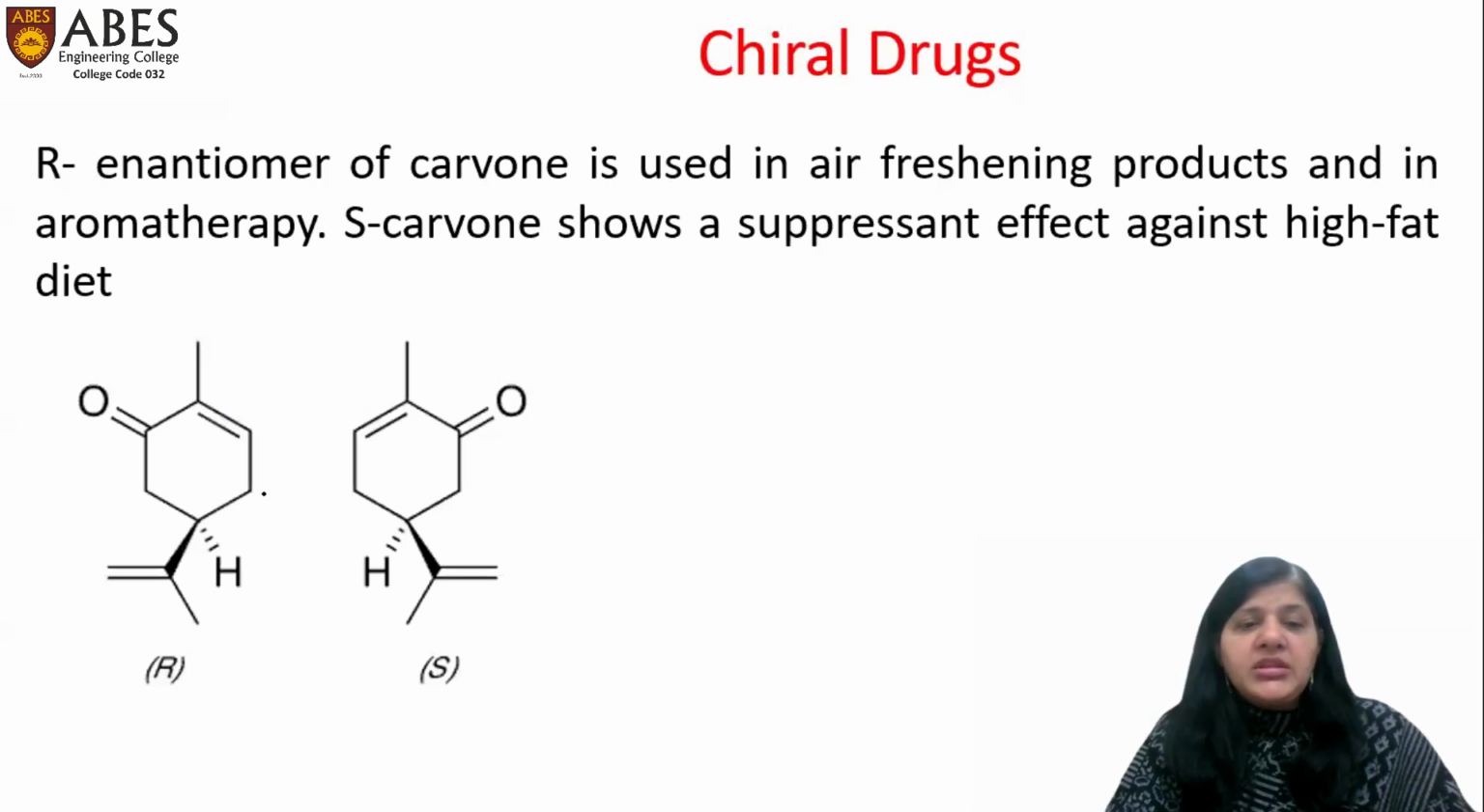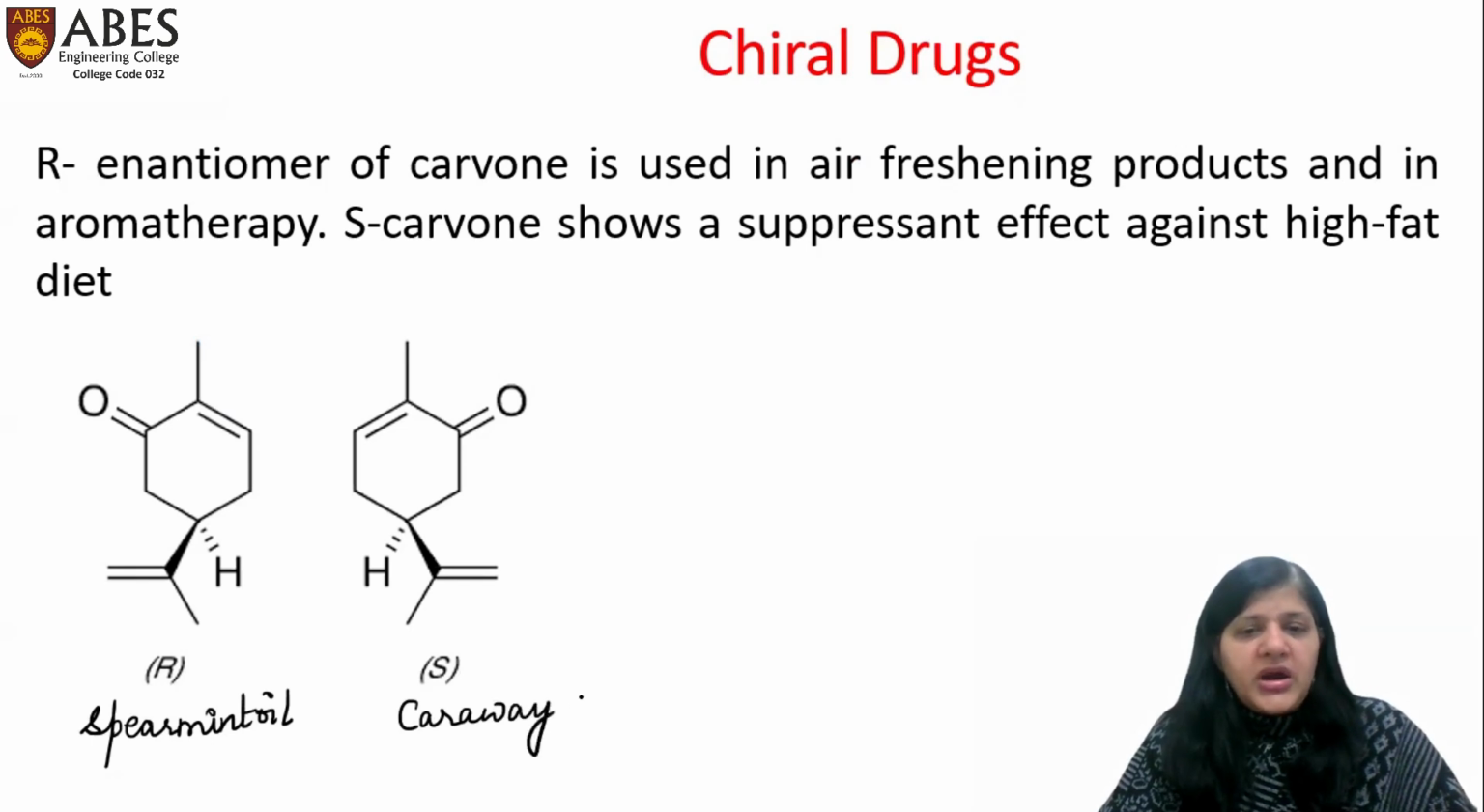In this way, these two enantiomers of carvone, both R and S, have different effects on the human body. The R carvone smells like spearmint essential oil, whereas the S enantiomer smells like caraway oil. These two are essential oils, so these two isomers smell differently. The R enantiomer gives the smell of spearmint oil, and the S enantiomer gives caraway oil.